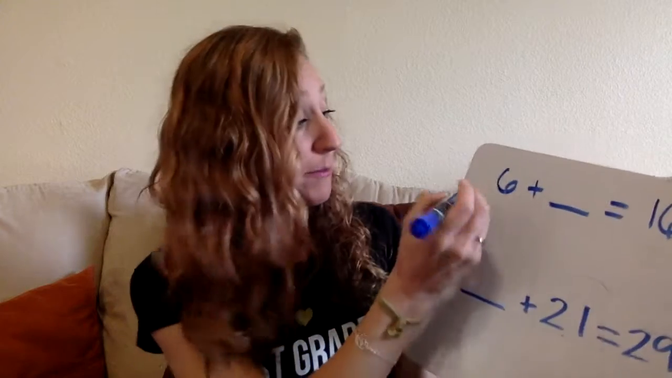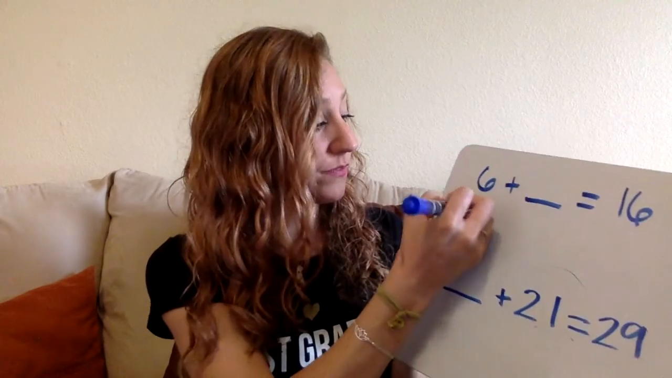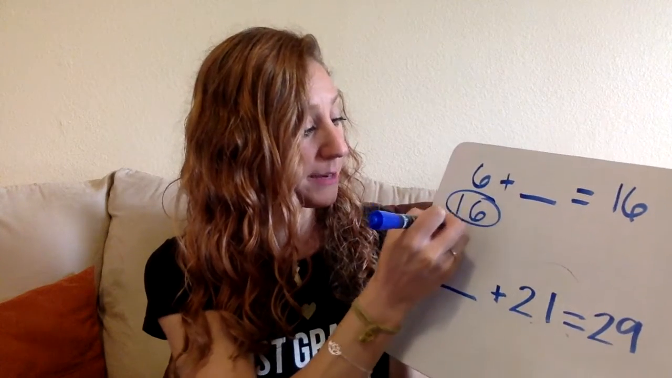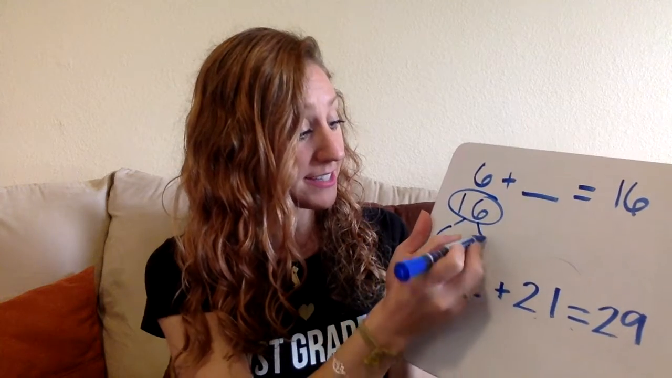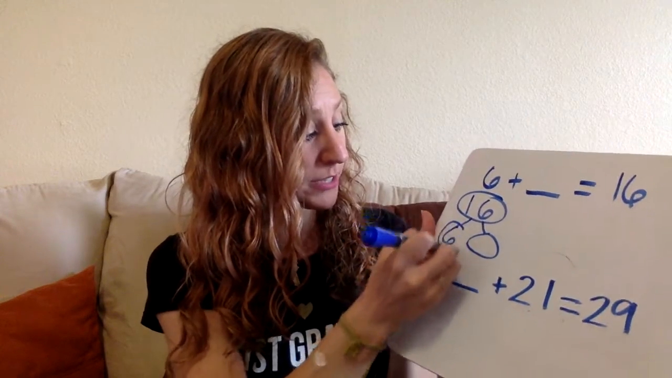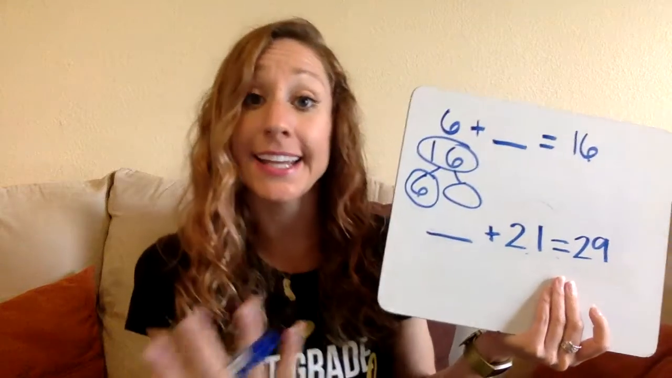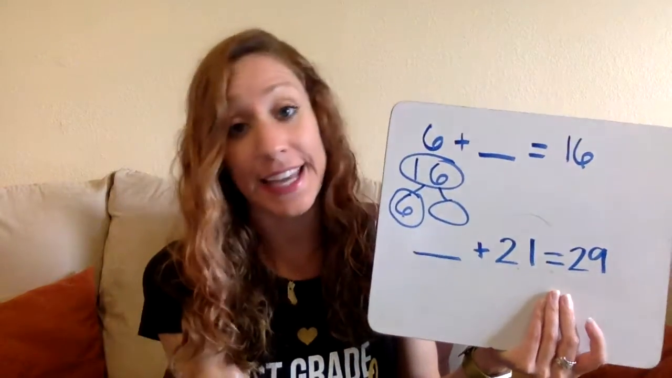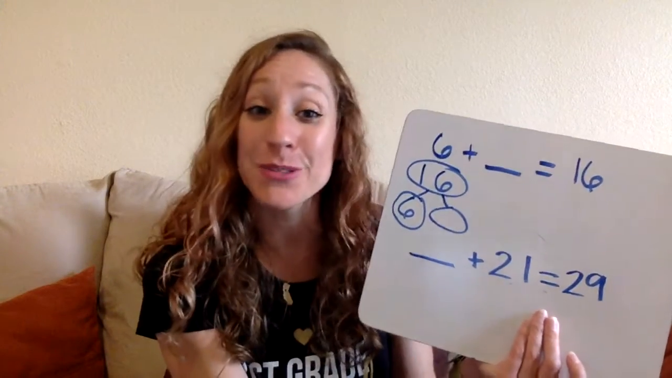If I was going to show that on my board here, I could make a number bond. So 16 is the whole, and my parts are 6 and something. I don't know what that other part is yet. And again, you can use cubes, draw a picture, do anything you need to figure this out. Maybe you can use mental math.